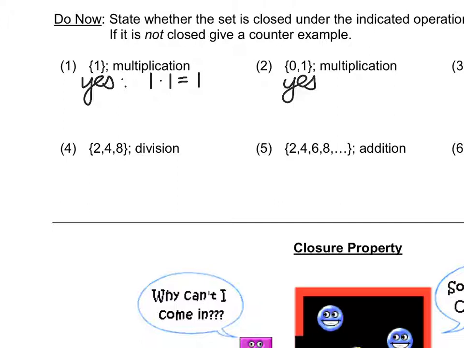Yeah, we're going to say no on that one. And our counterexample is what? 4 plus 8 is 12. Well, we're looking at division here. 4 divided by 8 is equal to 1/2. Not in the set. Decimal value 0.5 if you want.